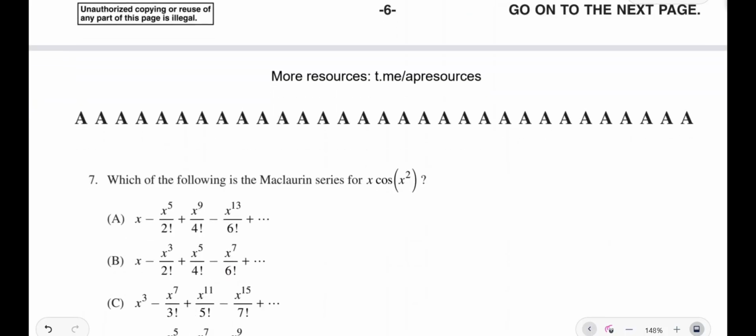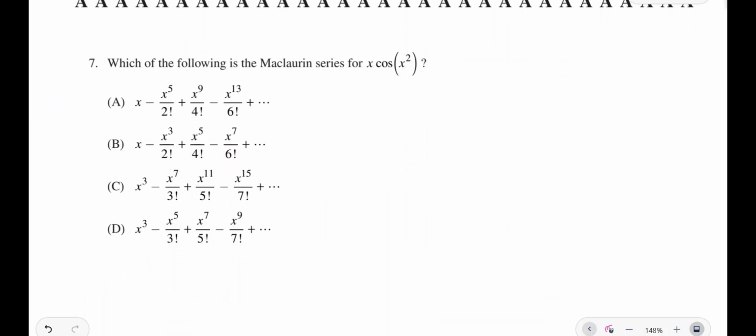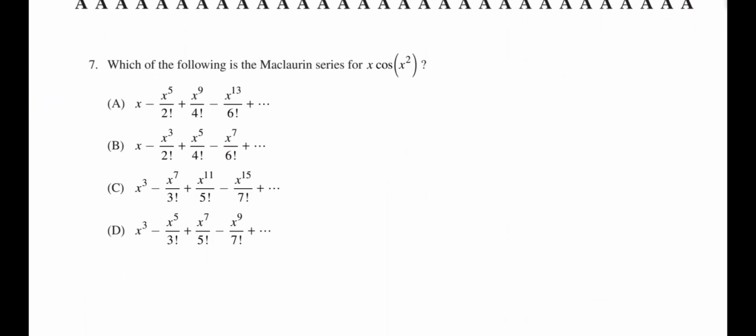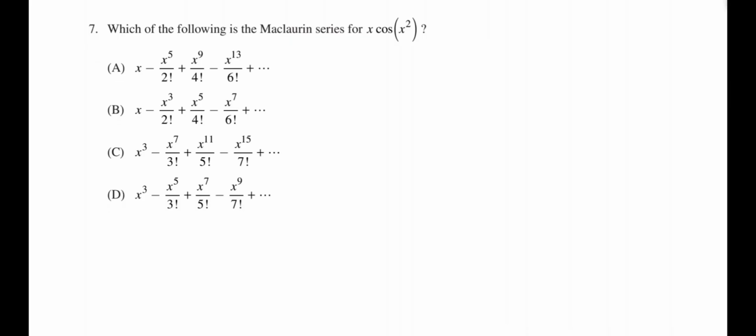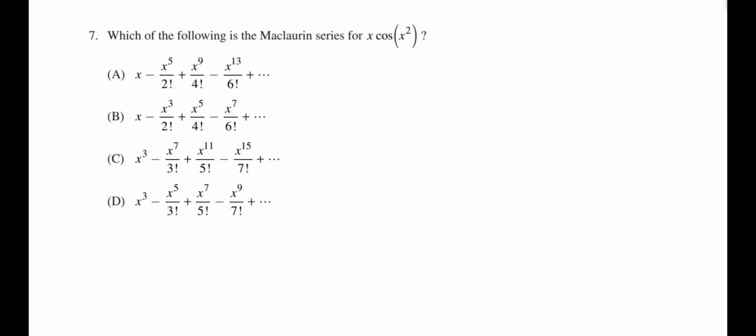Now we have number 7. Which of the following is the Maclaurin series for x times cosine of x squared? So now let's begin with the Maclaurin series expansion for cosine of x, which should be memorized. So the summation, or rather, let me erase that.